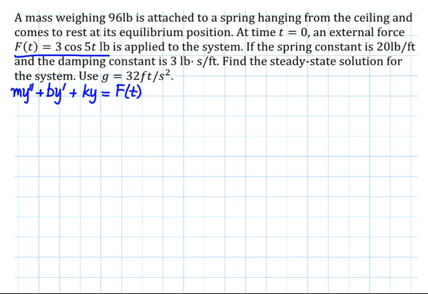Notice that this is the mass and not the weight. The problem gives us 96 pounds. That is the weight, not the mass. So we're going to use the constant acceleration due to gravity. So we're going to have mass is equal to 96 divided by 32. So that gives us 3. The unit for mass is the slug, but it's not important. So it's going to be 3.